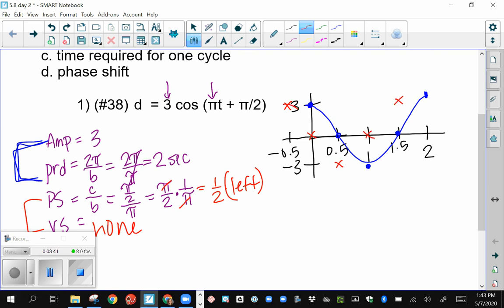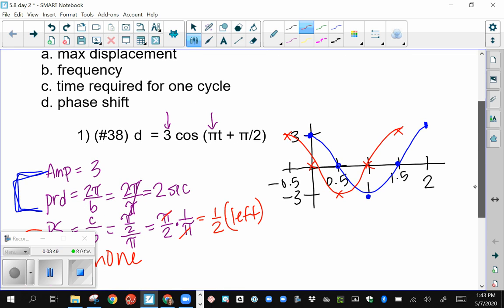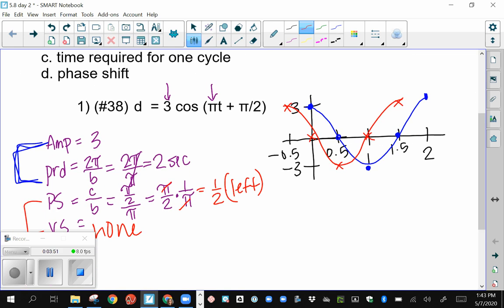Okay, and my red curve is my final answer. That's part of the question here. Graph 1 period. I do want to point out your textbook, what they're going to do, I'm going to write on this and then I'm going to undo it. Your textbook isn't going to show you the portion of the wave to the left here. I want you to do the graphs just how I have mine here in the notes.